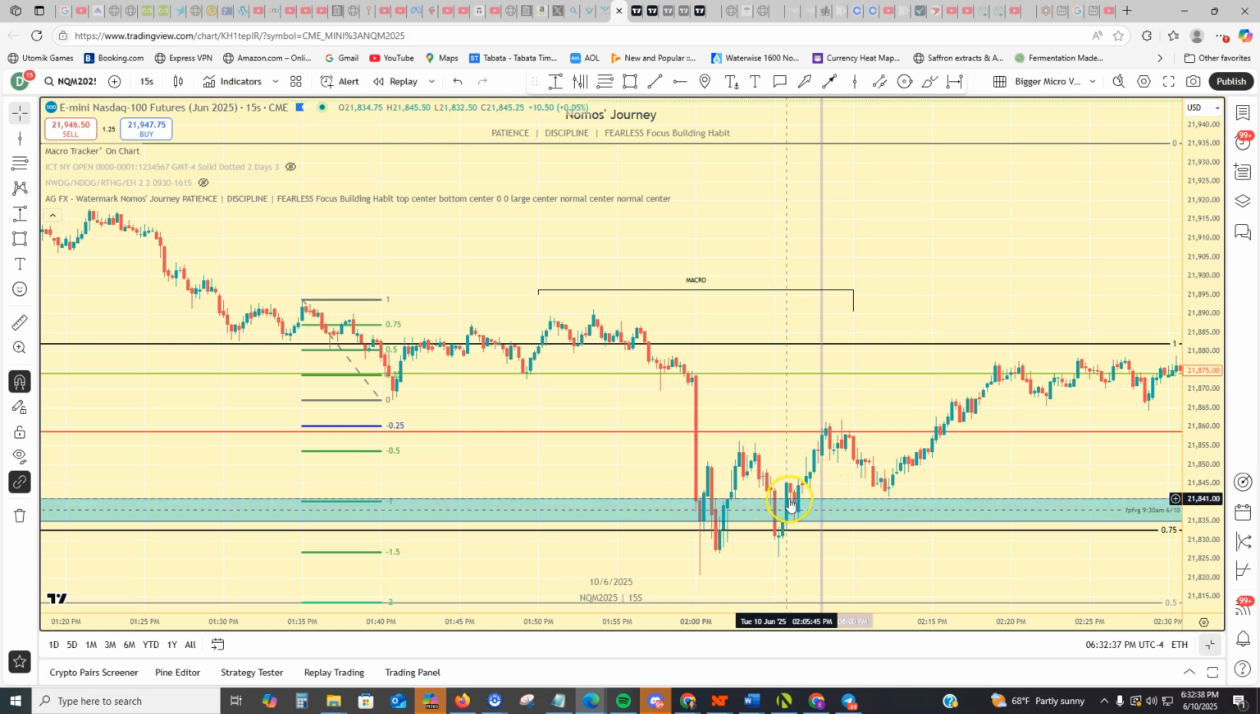It didn't actually make it so well, but you can also do a from this swing here to here. You can do an optimal trade entry, which was about here. So you can choose that. If you see another fair value, which I do, I see it here.